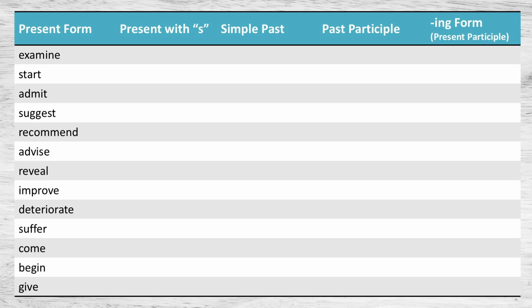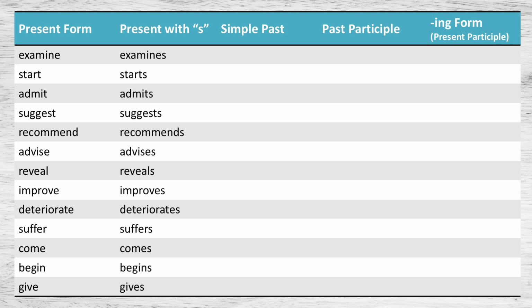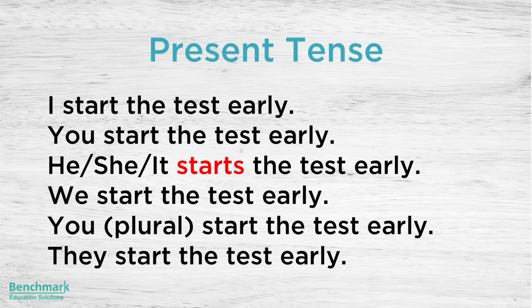Each verb also has a present form with an S at the end. We have to add the S when we are using the third person singular. Here's an example. I start the test early. You start the test early. He or she or it starts the test early. We start the test early. You start the test early. They start the test early. Notice that for the third person singular, the he, she, or it sentence, we need to add S to the verb.